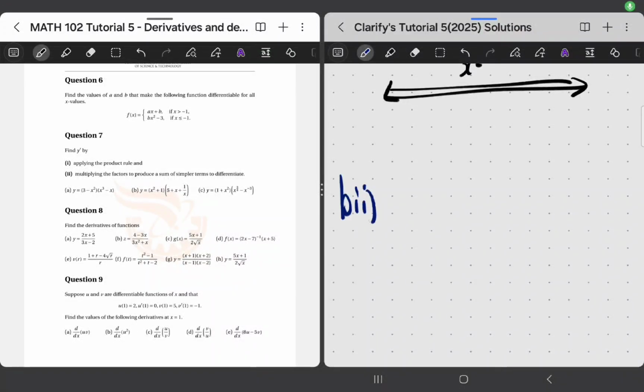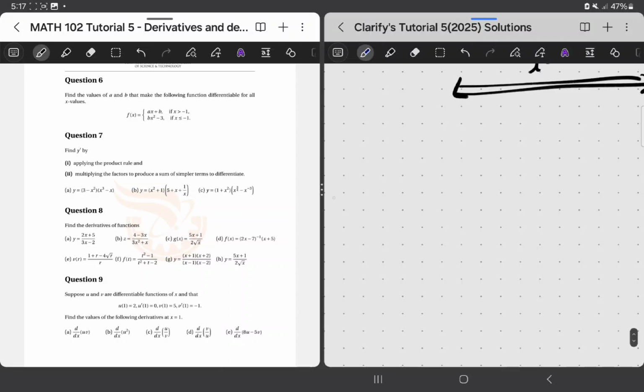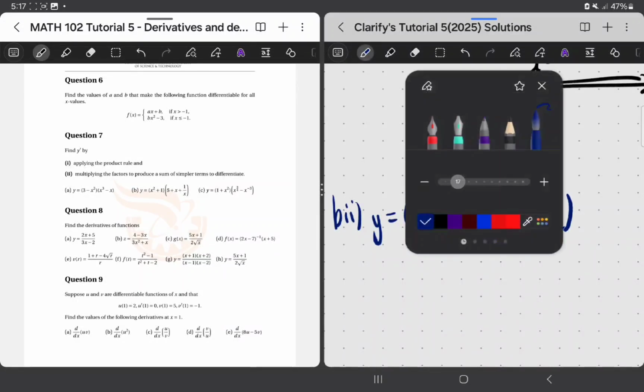Doing B2, where we have y equal to x squared plus 1, multiplying 5 plus x plus 1 over x. Let me make sure there's a lot of space because I'm going to need it. Let's go ahead and do it.